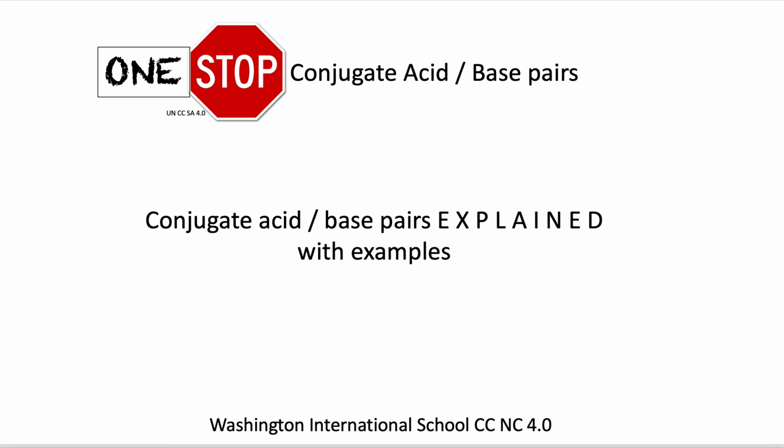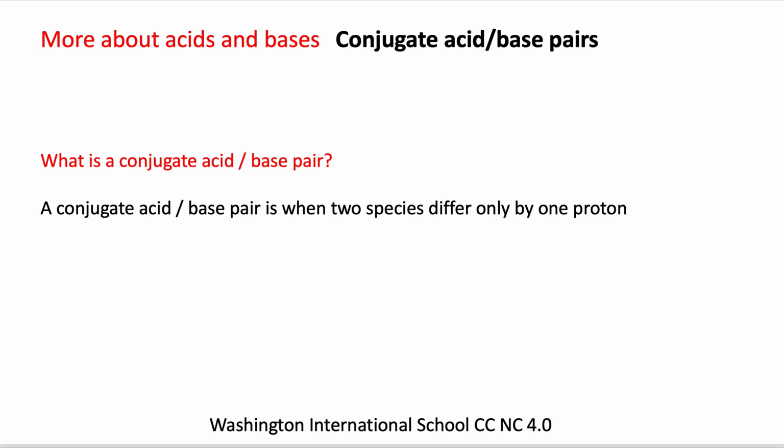Today we're looking at conjugate acid-base pairs. We're going to do it by looking at some examples and explaining what they actually are. So you get a conjugate acid-base pair when two species differ from each other by only one proton, an H+.